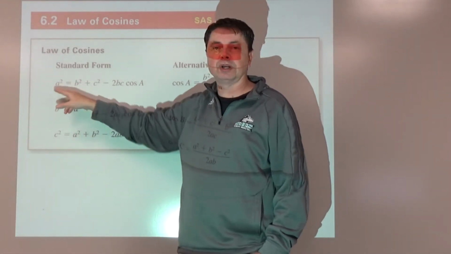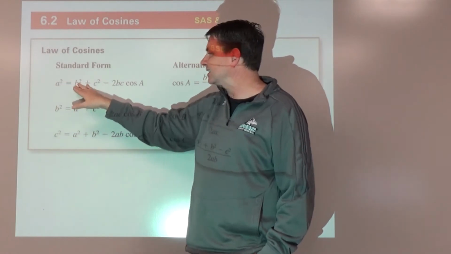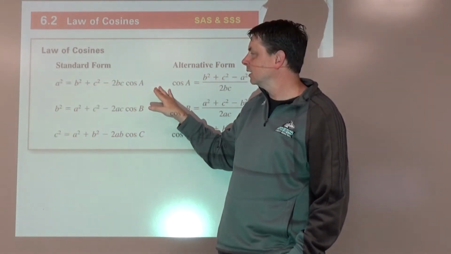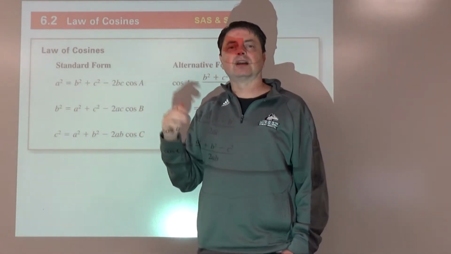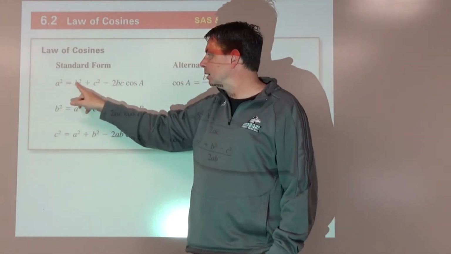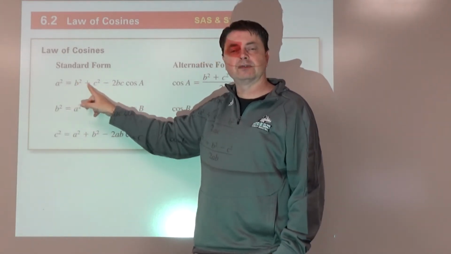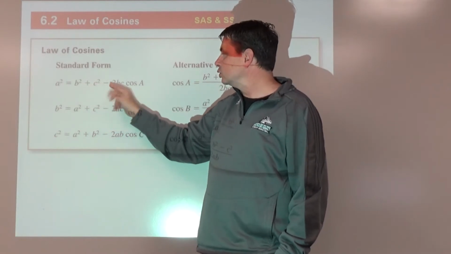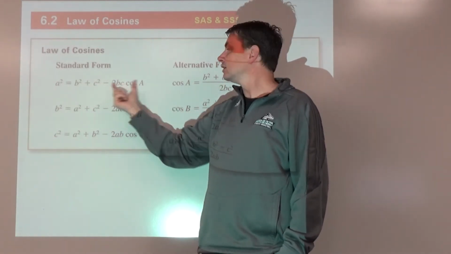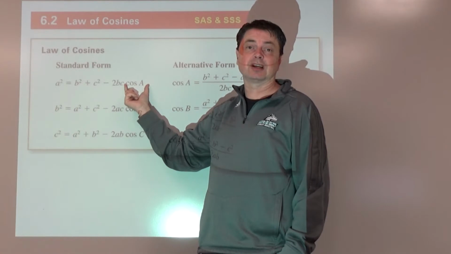So we could, if you wanted to, just square root this right away, say a is the square root of all of this. And the way it works out, if we just logically think through it, it's the sum of the 2 squares of the sides that you know, minus 2 times their product, times the cosine of the angle that's included, the one that you know.